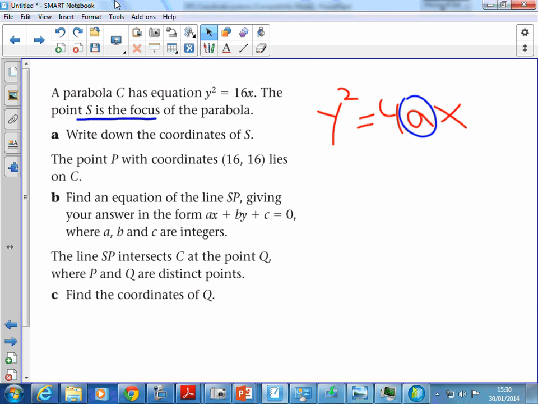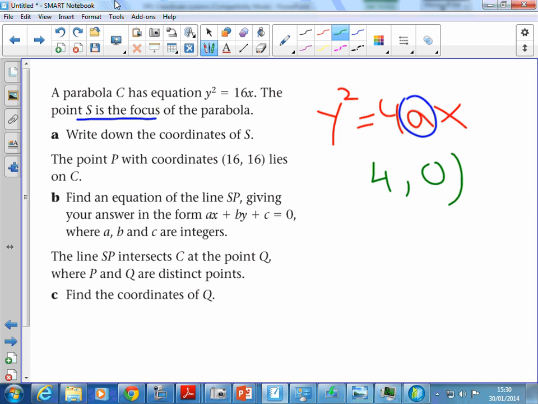So S, if you like, has coordinates (4, 0). That is the focus. Write down the coordinates of S. Done. No need to think. There's no working out. If you understand that the general form of a parabola is y squared equals 4ax, whatever they call the focus, it doesn't matter. They've called it S. Fine. (4, 0). Not a problem.